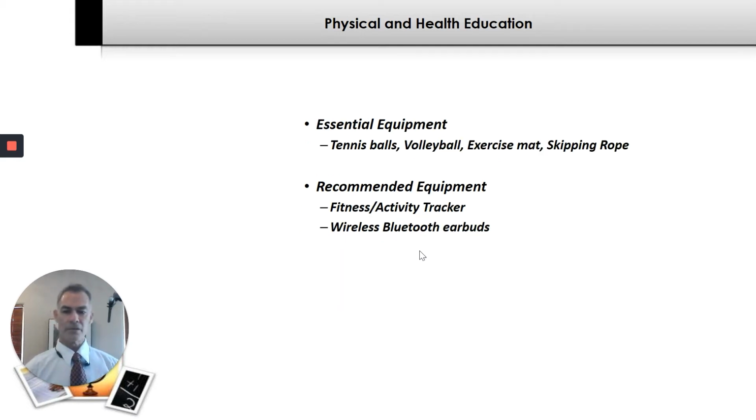And some of those ways to make it better really depend on the equipment that kids have access to. And so we ask you to please provide some of these bits of simple equipment: tennis balls, volleyball, exercise mat, and skipping rope at home. It will just allow us to do a whole lot more variety of activities. We can't really start it until everyone has them. You'll be receiving a letter on this shortly.